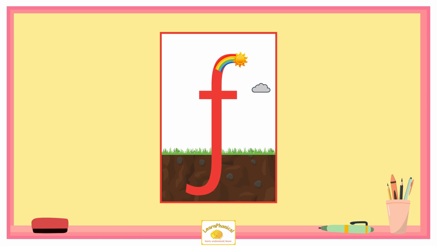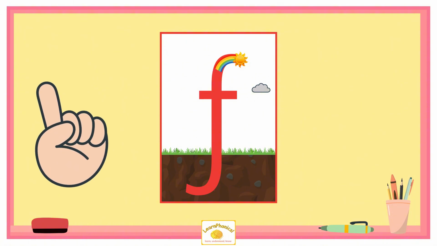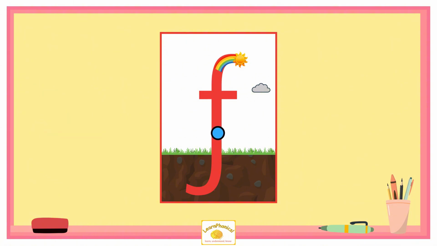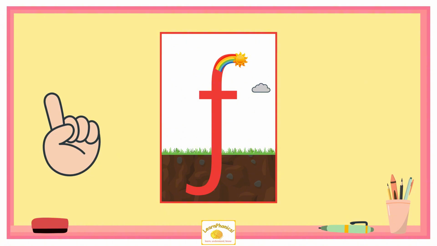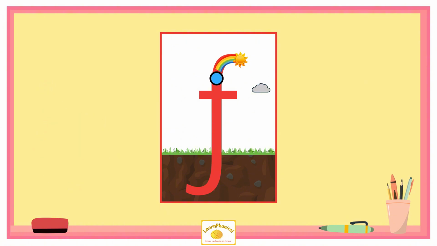The letter F is a rainbow letter. It starts high up by the sun. Then it goes backwards over the rainbow, flick and cross it off. Follow with your finger. Backwards over the rainbow, flick and cross it off. Let's try one more time. Backwards over the rainbow, flick and cross it off.